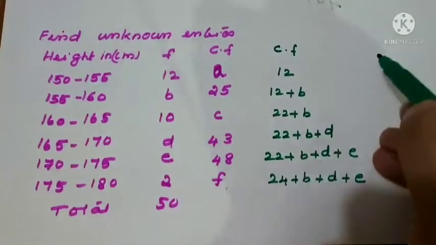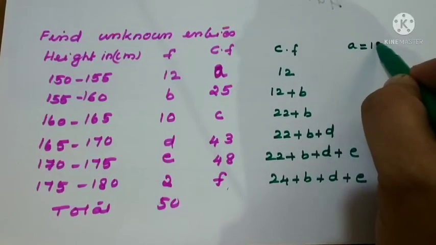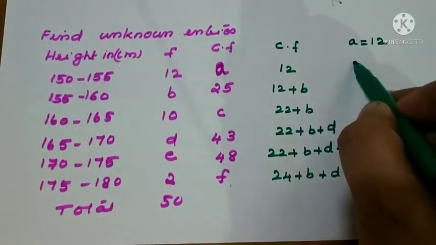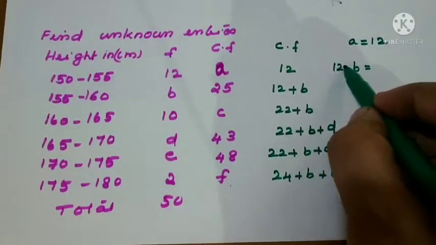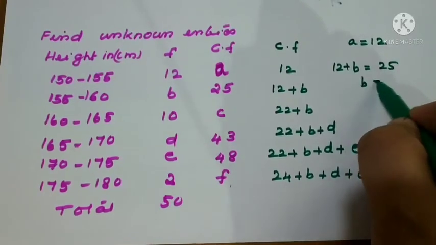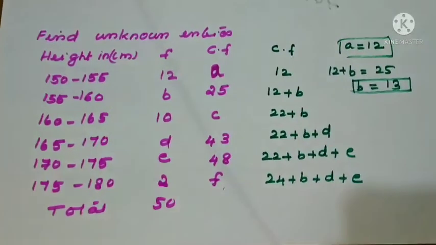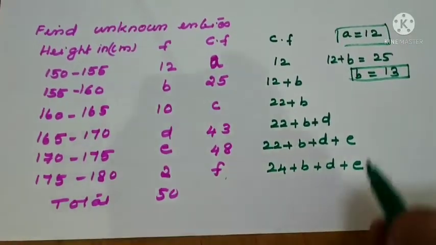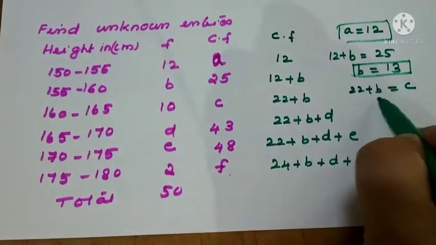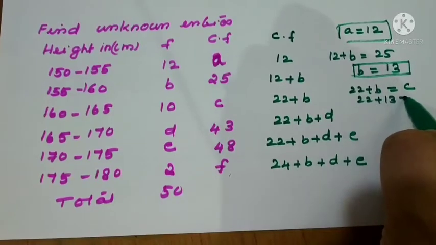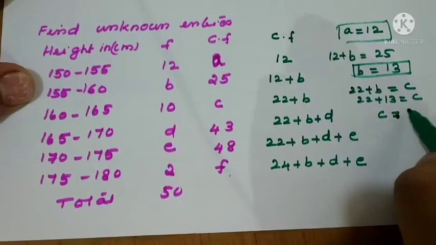So what is the first unknown we will get from here? By comparing these two tables, a equal to 12. Now what is b? I'll write a full step: 12 plus b equal to 25. So b equal to 13. So A value we got, B value we got. Now what is next here? C. C means 22 plus b equal to C. That means 22 plus 13 equal to C. So C equal to, what is the value for C? It is 35.